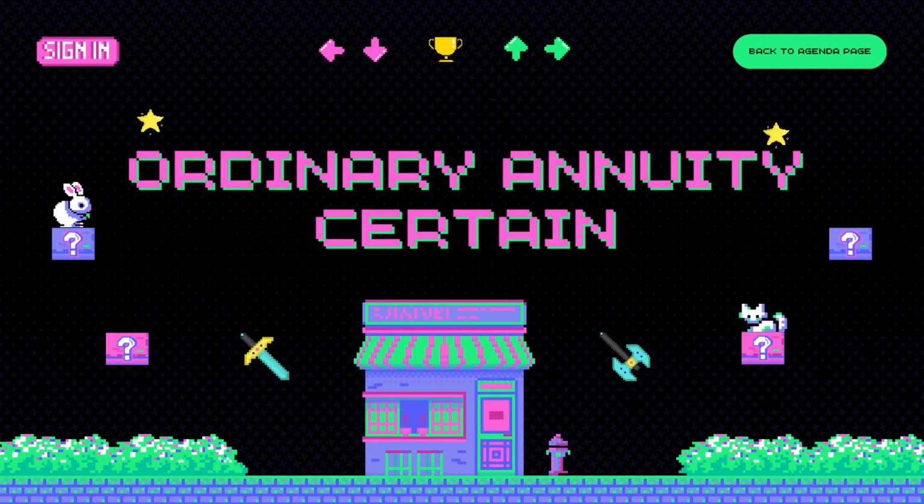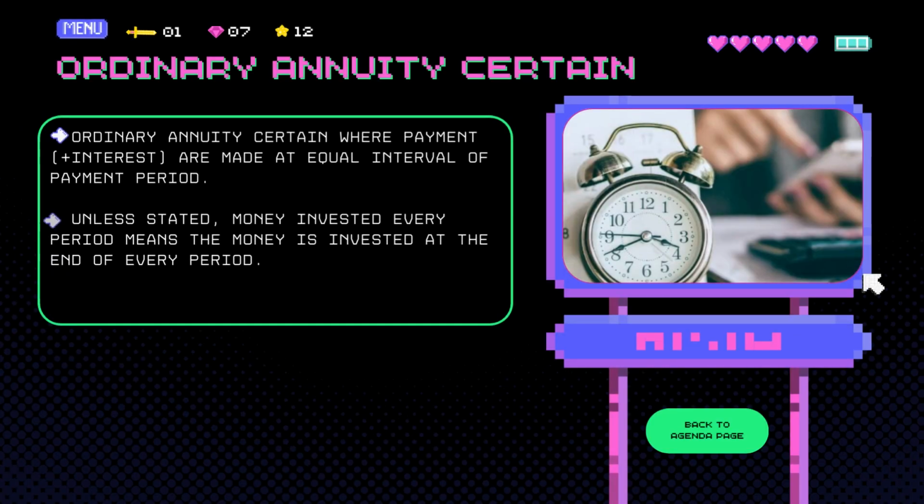Okay, next, ordinary annuity certain. Ordinary annuity certain is where payments are made at equal intervals of the payment period. Unless stated, money invested every period means the money is invested at the end of every period.